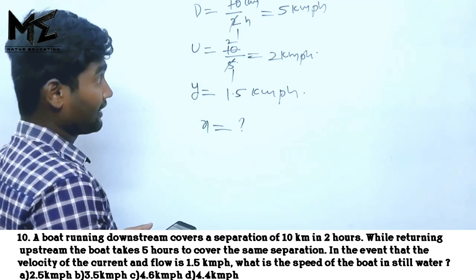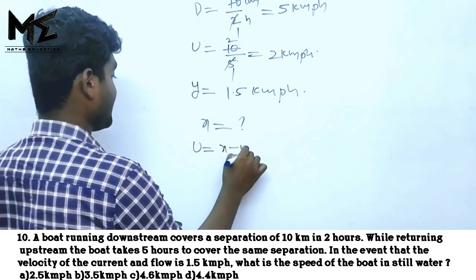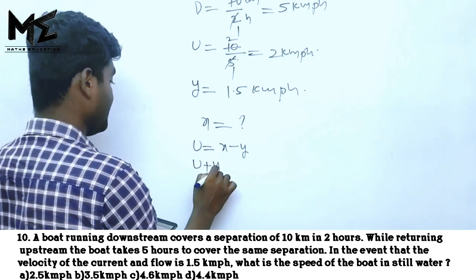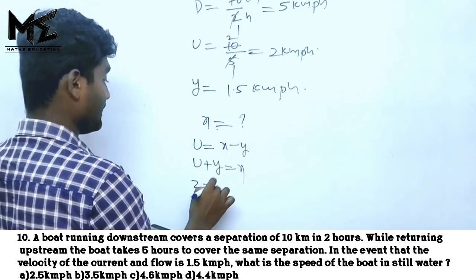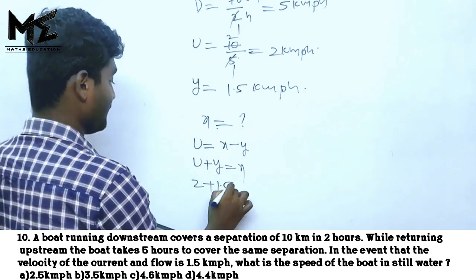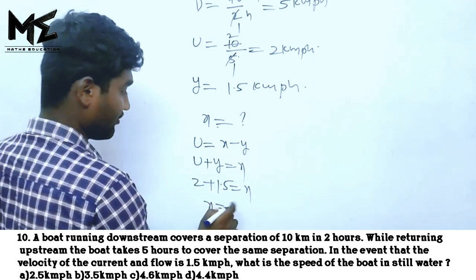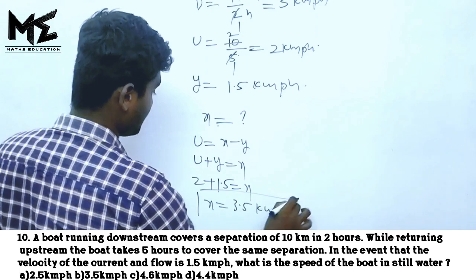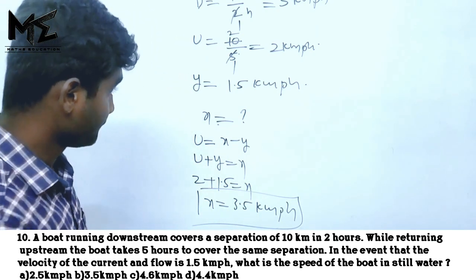So for this I am taking upstream. Upstream equals x minus y. So take y to the left hand side: u plus y equals x. We are finding x only. So u is 2 plus y is 1.5, which equals x. X equals 2 plus 1.5, which is 3.5 kilometers per hour. So the speed of the boat is 3.5 kilometers per hour.